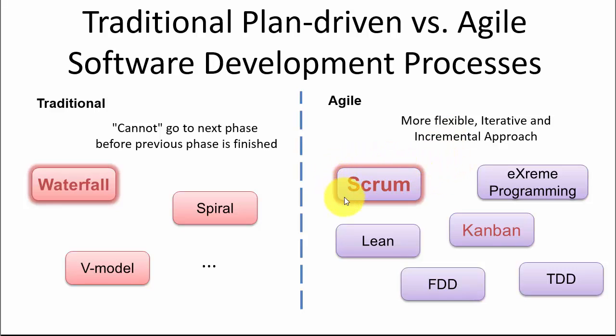The most common of these processes are the Scrum method. The extreme programming method is also well known, and the latest now is the Kanban process. But we have also other kinds of Agile processes like Lean and the test driven development process.